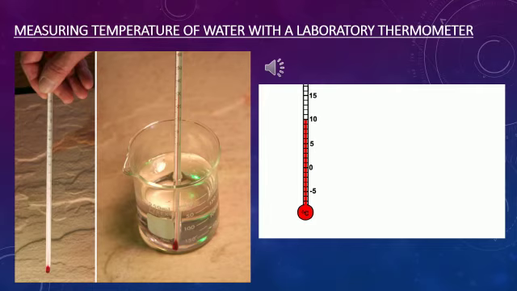So that is the reason we use a clinical thermometer only to measure body temperature. We won't use any other thermometer to measure body temperature, isn't it? And we don't feel it convenient to use a laboratory thermometer for measuring body temperature. It won't be that convenient, isn't it?